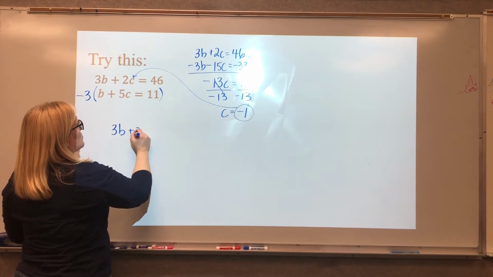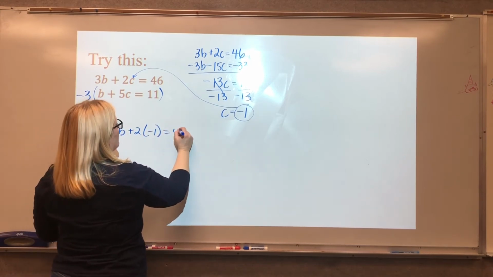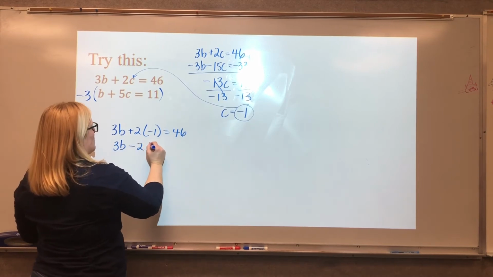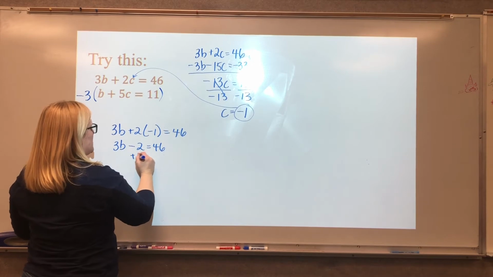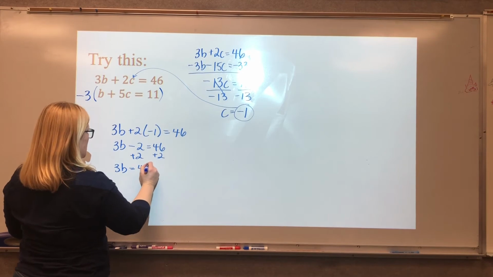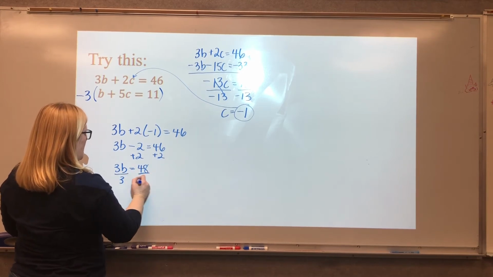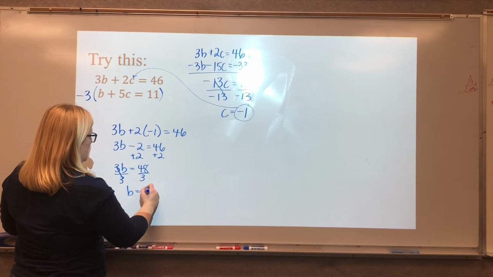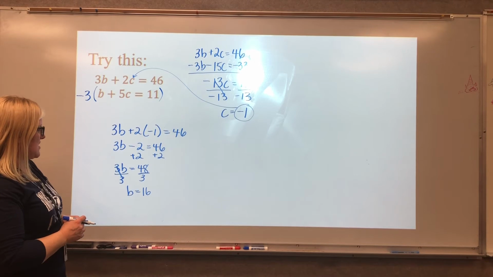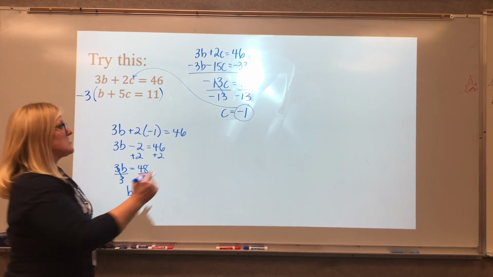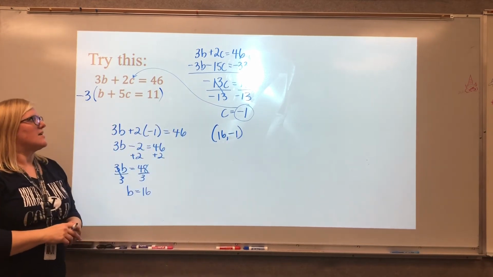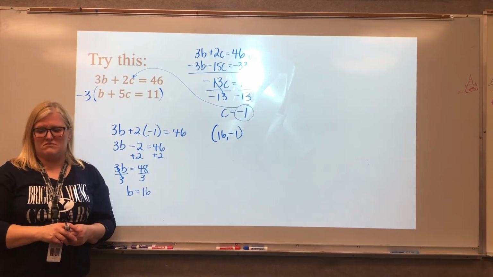3b plus 2 times -1 equals 46. Now I'm solving for b. 3b minus 2 equals 46, plus 2. 3b equals 48, divided by 3. b is 16, right? Isn't that right? I think so. 16 times 3 is 48. All right, so my answer is 16, -1. If I made a mistake, let me know. Okay.